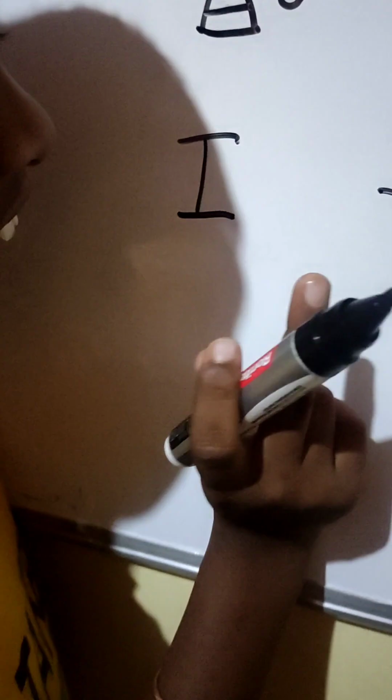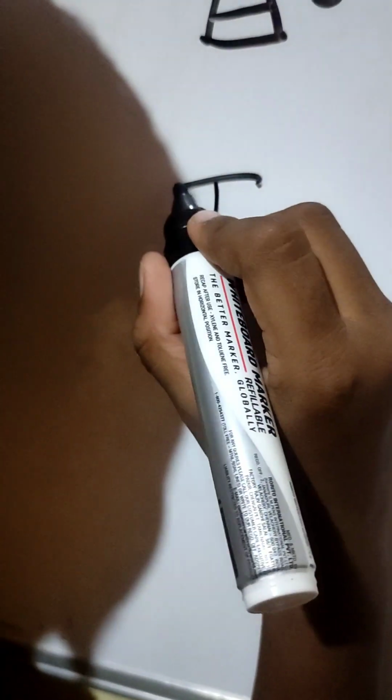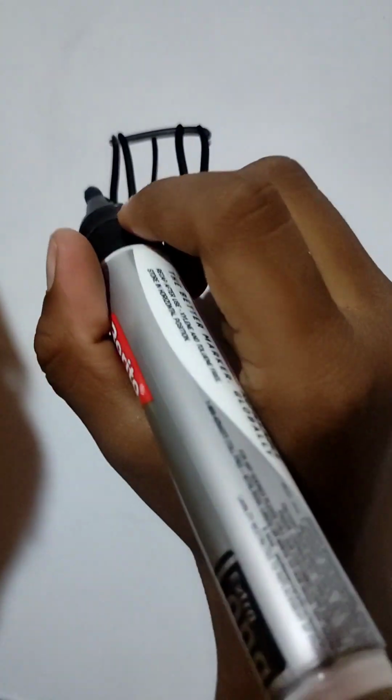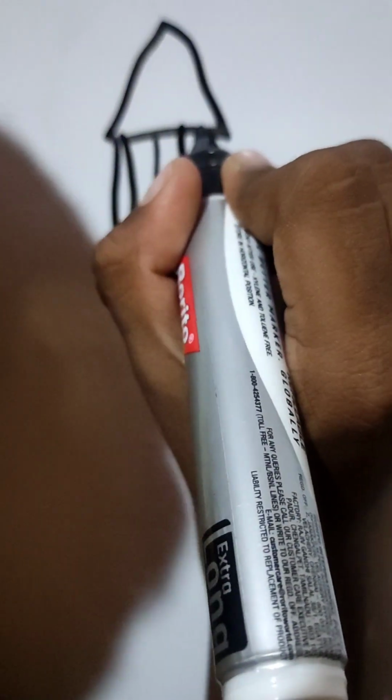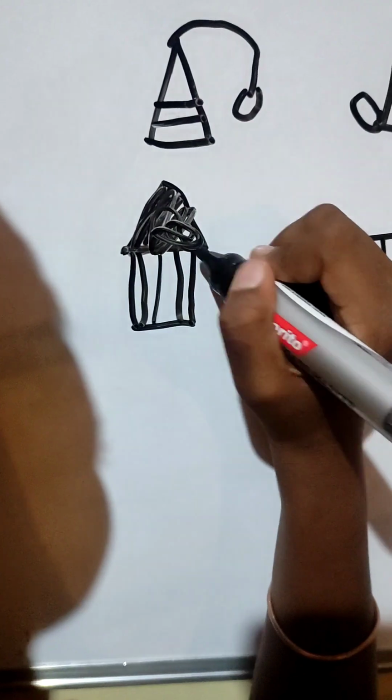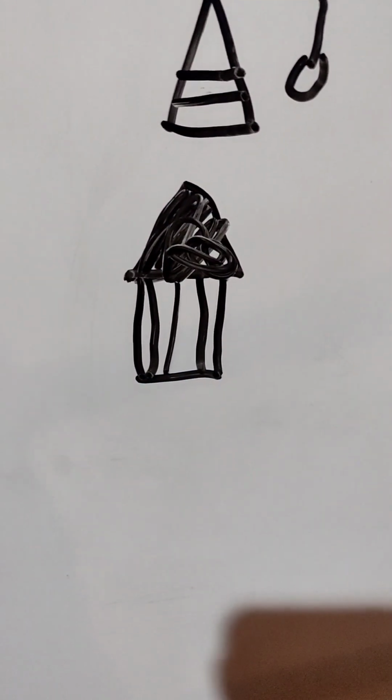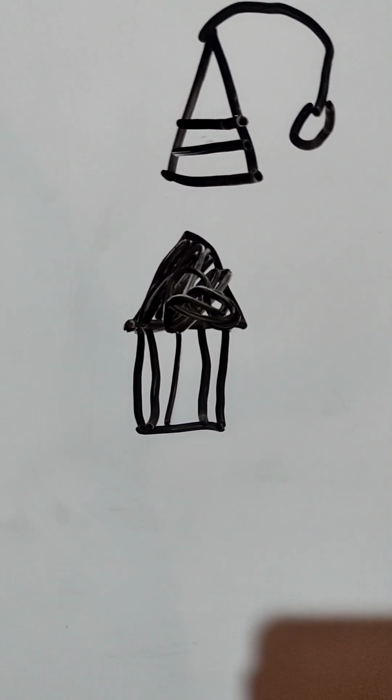Now for I, we can do like this. Draw some lines here and draw a triangle shape. We'll color in that triangle. And what is this? This is not ice cream. In fact, this is a pencil.